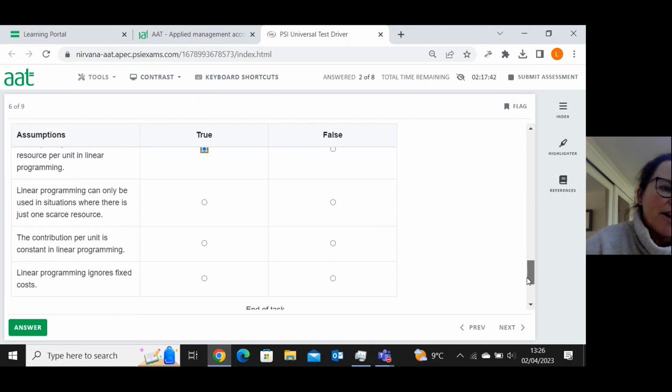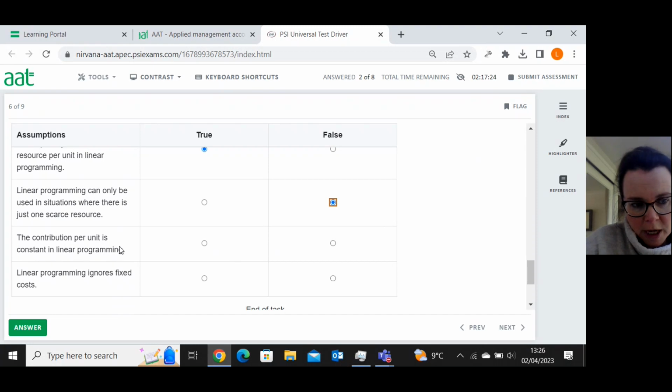Linear programming can only be used where there is just one scarce resource. No. You use it where there's more than one scarce resource. That's the whole point of it.